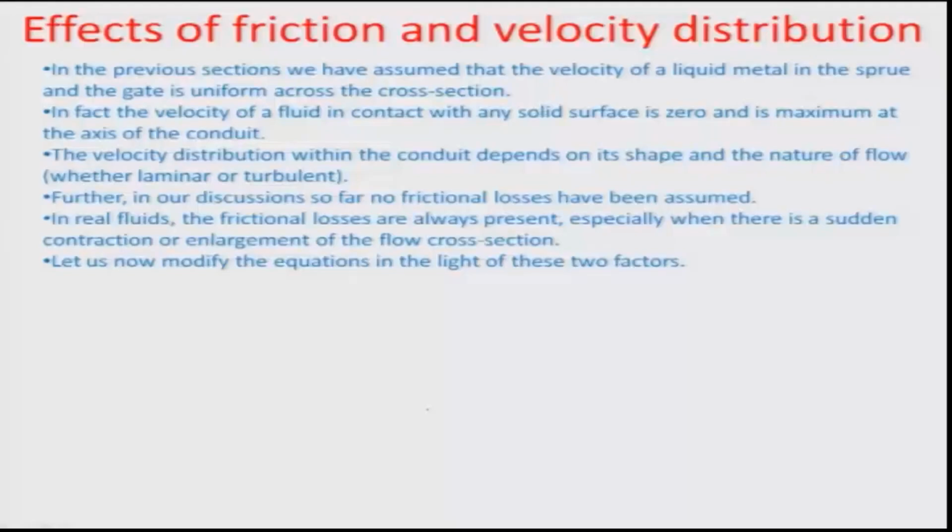So, therefore, there is also a loss because of that, and then there is an energy loss also because of the sudden contraction which would happen in different places, or even sudden expansion sometimes, depending on how the pouring basin is designed with respect to the sprue. Okay. So, because of all these different effects, the actual energy balance equation may vary quite a bit, and that is what we are going to study now. So, the velocity distribution within the conduit depends on its shape and nature of flow, the laminar or turbulent, and we will assume the friction losses.